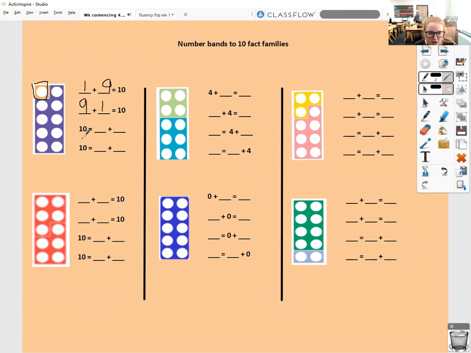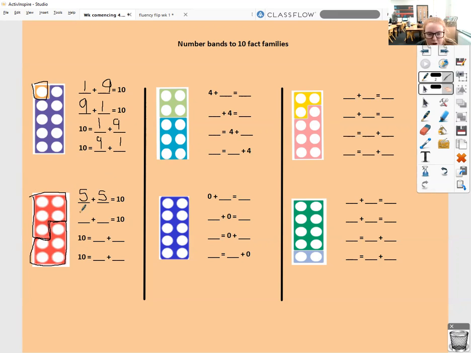My next fact family is starting with my whole, so 10 equals 1 plus 9 more, and I know that 10 equals 9 plus 1 more. Fantastic. Next one, what piece of Numicon do I have to start with? I know that is a number 5 Numicon, so 5 plus how many more? I know that's another 5 piece of Numicon, so 5 plus 5 more equals my whole, which is 10.